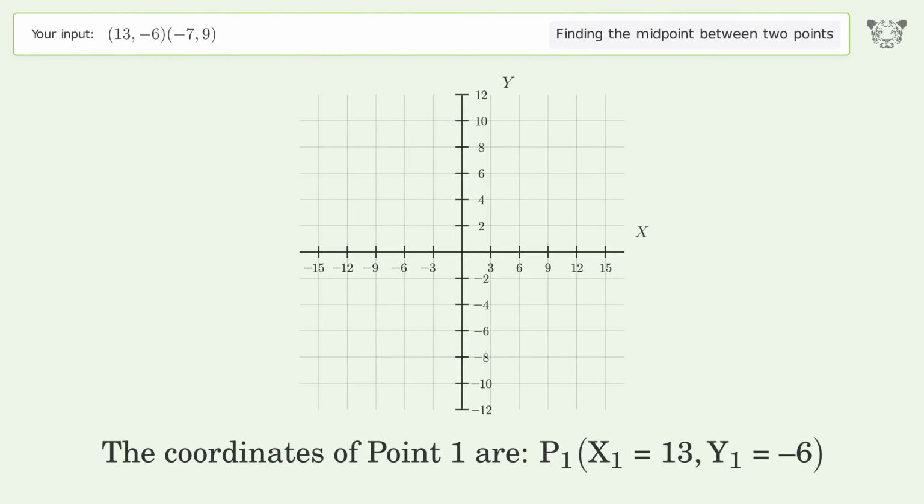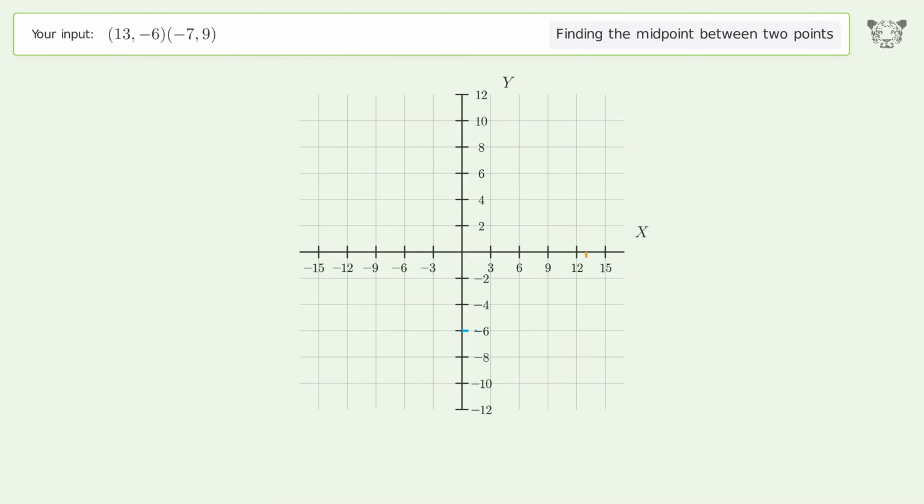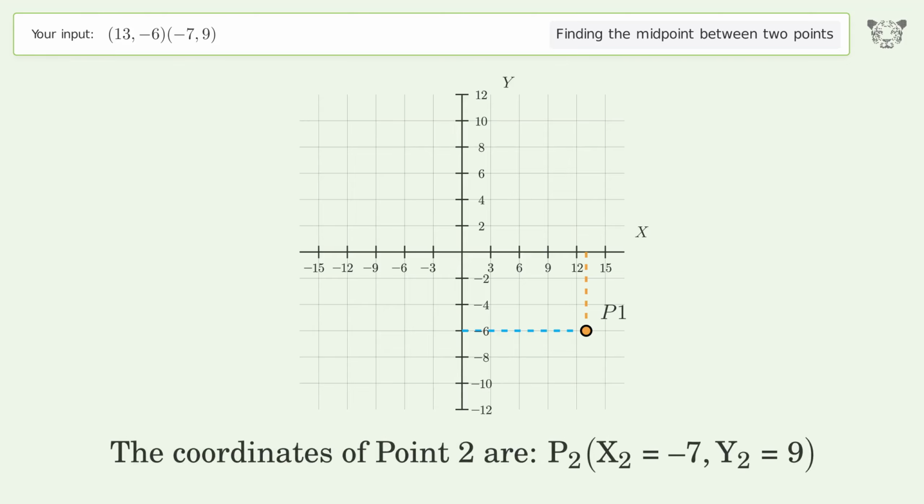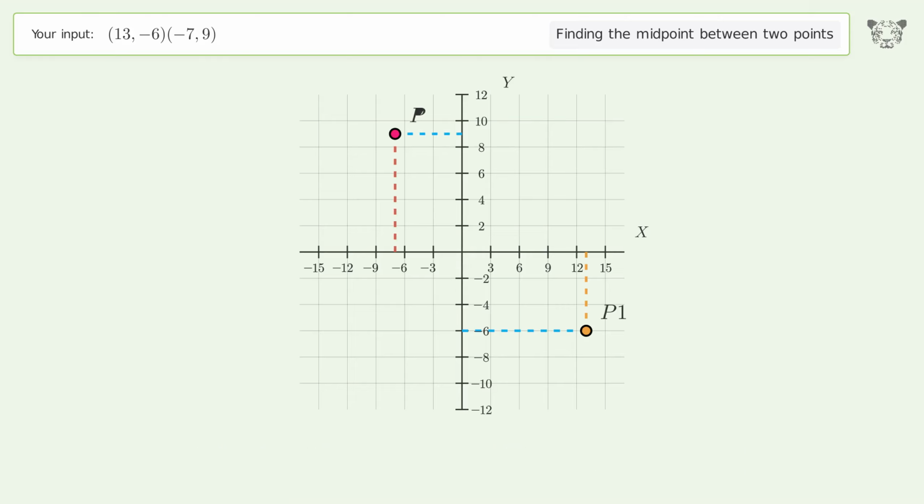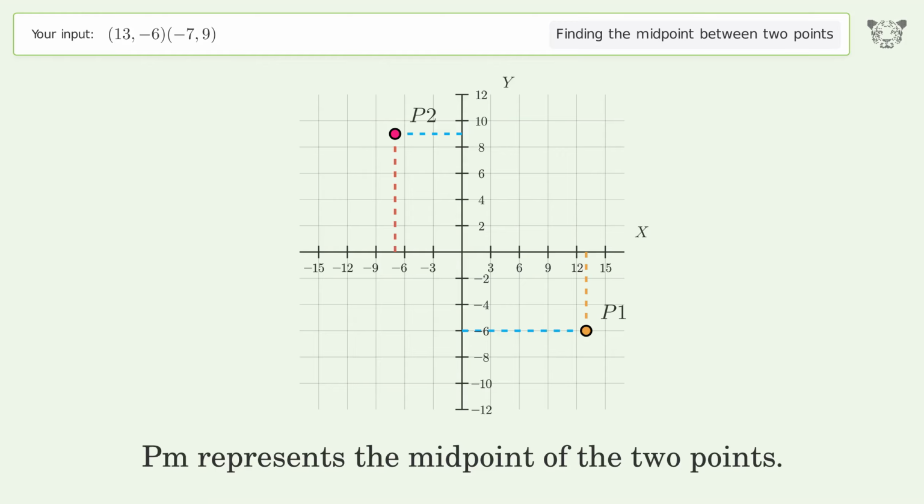The coordinates of point 1 are x1 equals 13, y1 equals -6. The coordinates of point 2 are x2 equals -7, y2 equals 9. PM represents the midpoint of the 2 points.